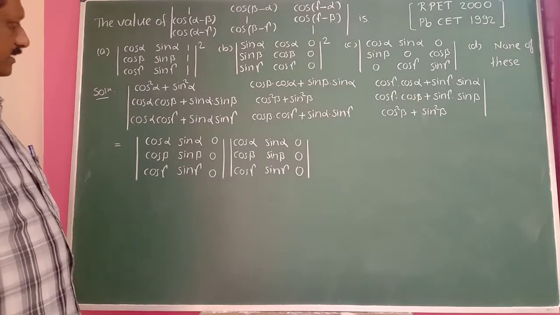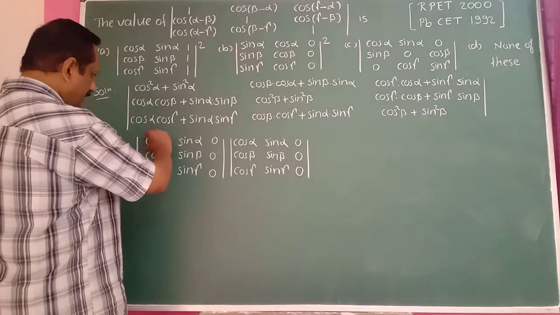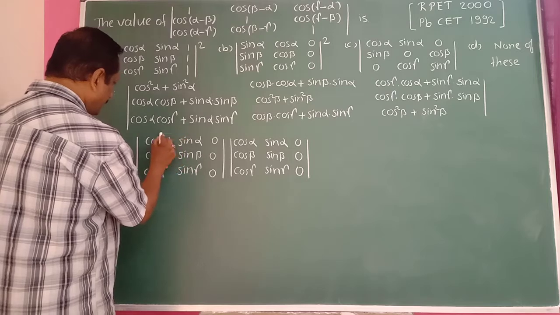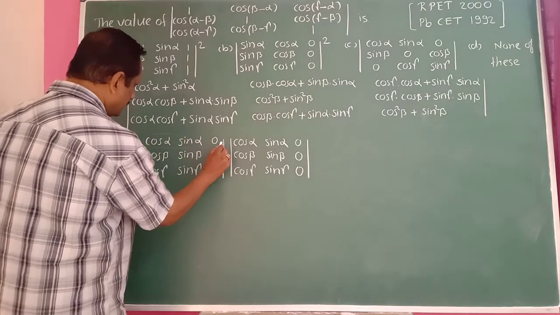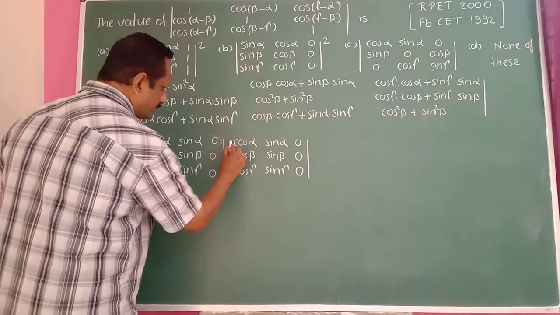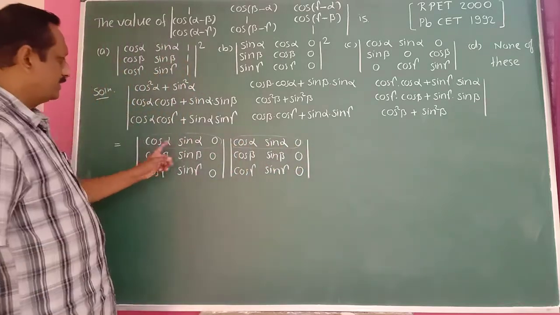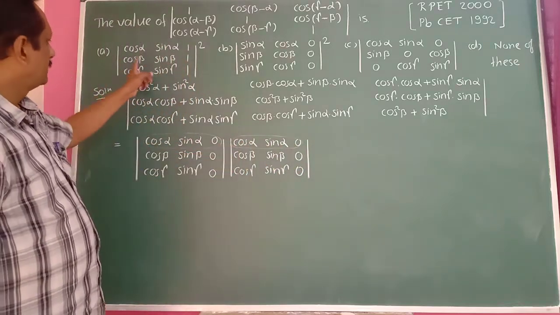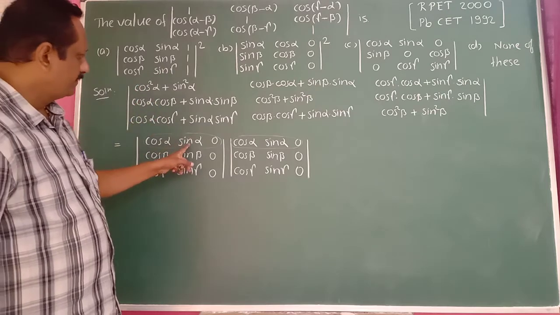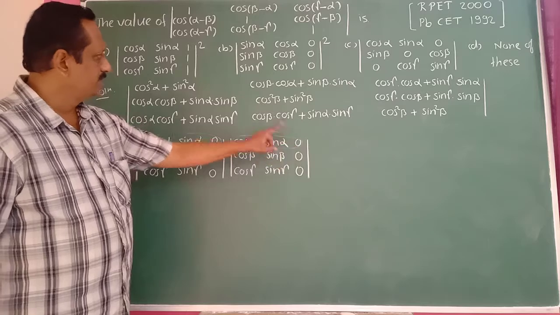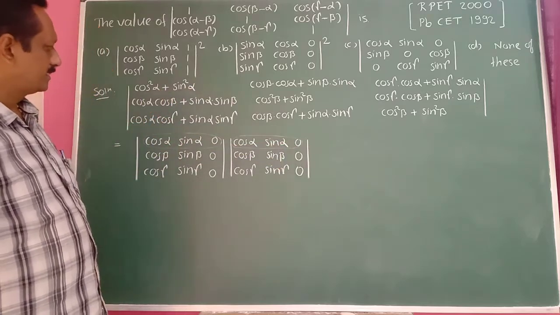We just observe here. Multiply this row with the first row again. Cos alpha into cos alpha, cos square alpha. Sin alpha into sin alpha, sin square alpha. 0 into 0 becomes 0. So cos square plus sin square here.